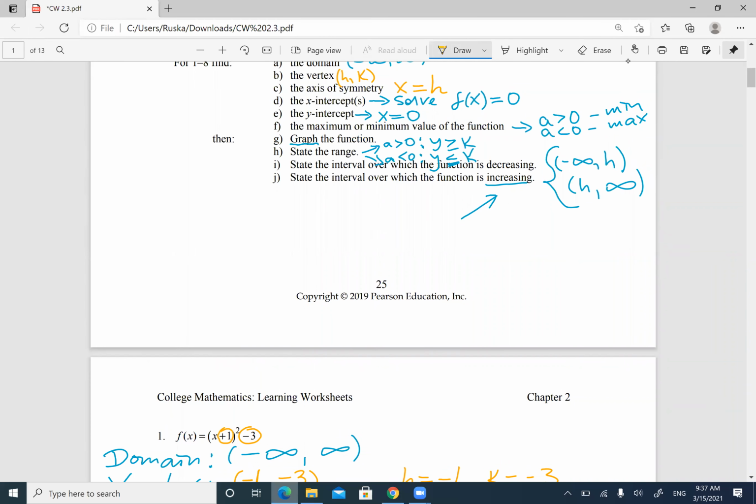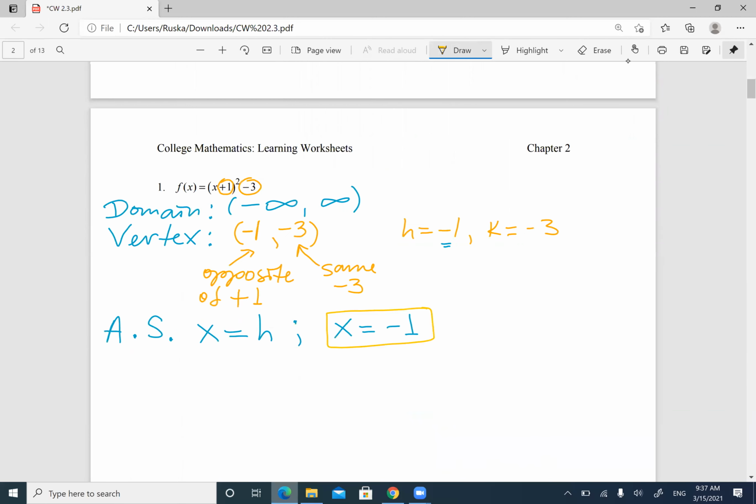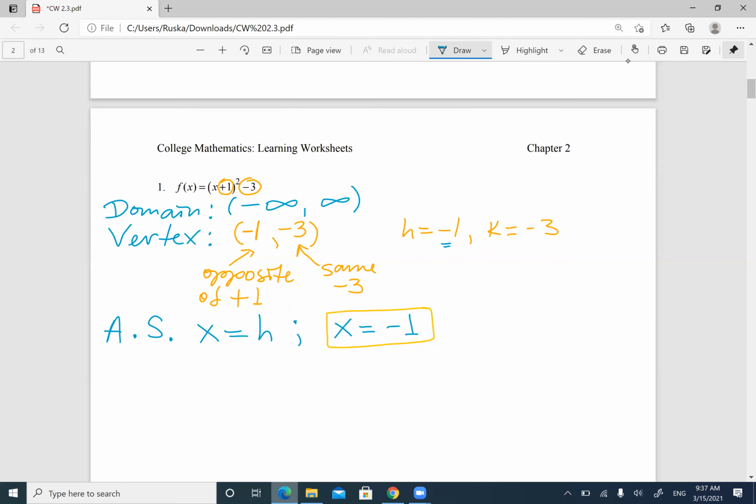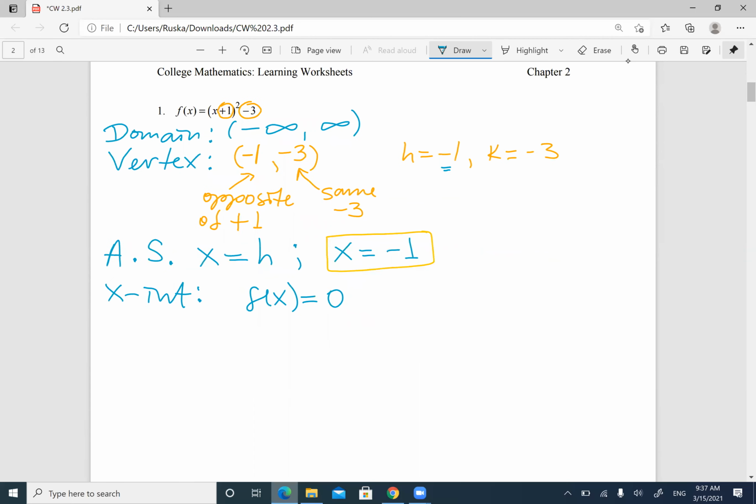Then we have to find the x-intercepts. So let's find the x-intercepts now. So finding the x-intercepts, the rule is we have to solve f of x equals 0. So that's what we need to solve. Okay, how are we going to solve that? We're just going to copy the function, which is, what is my function? (x + 1)^2 - 3 = 0. We have to solve that. How are we solving that?